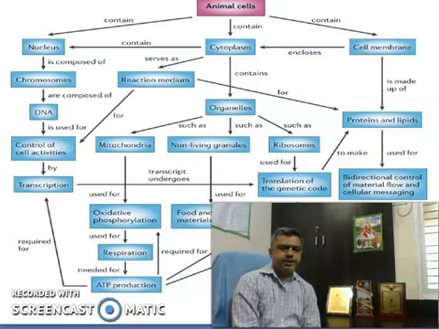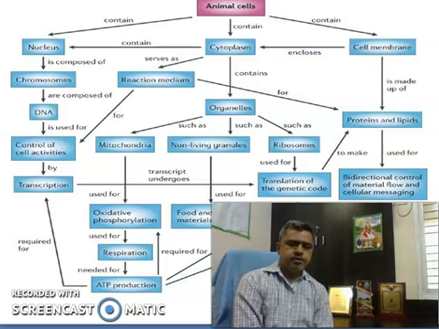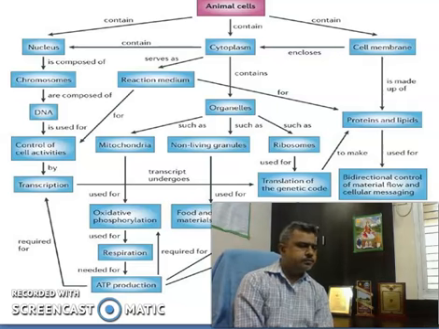So biochemistry is called the chemistry of living organisms, and living organisms contain different kinds of cells, and each cell has different organelles. These organelles have a certain membrane-bound structure too. So we will start with the animal cells.